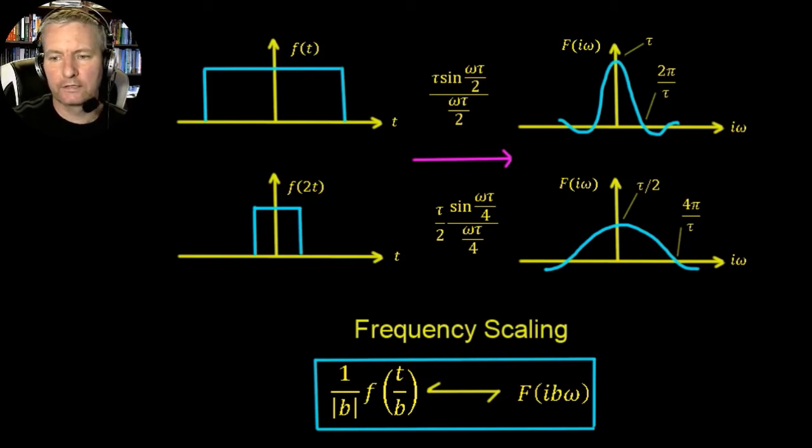Now you can do the exact same thing in the frequency domain. We won't draw it out here, but you get similar results. If we had our function I omega in the frequency domain and we scaled it by a factor of b, then in the time domain that would be equivalent to 1 upon the absolute value of b times the function of time divided by b. So that's all there is for the frequency scaling.